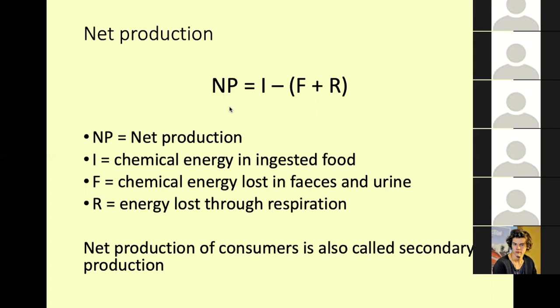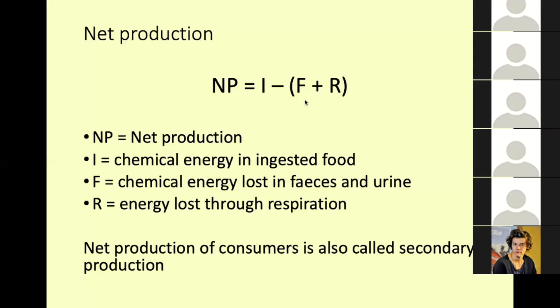And so what is the net production of that? For example, sheep would be an example. How much of the sheep is available potentially for the wolf or whatever eats the sheep? So it was the chemical energy in ingested food. That's the plant matter that the sheep has eaten.